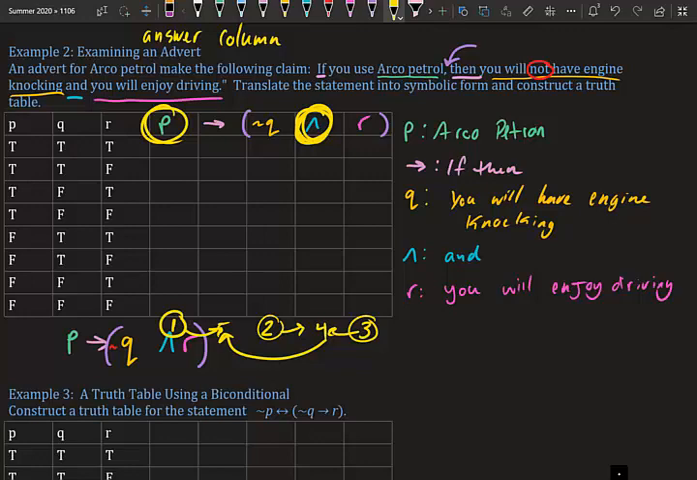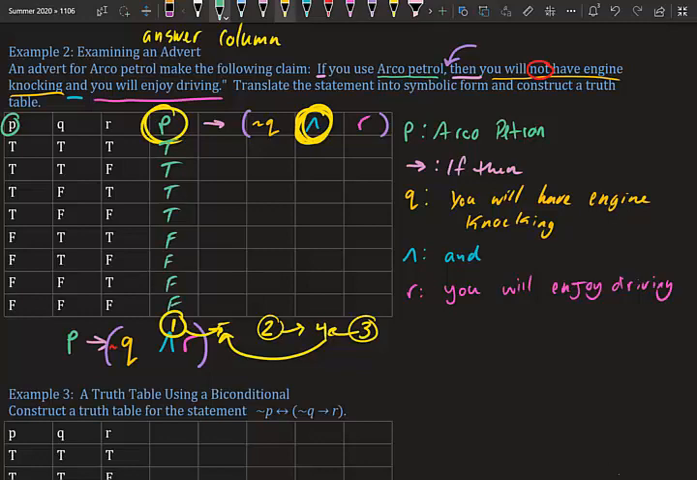Because all of the left side is P. And then together, all of the right side is the connective of and. Let's fill out our truth table. So P is just whatever P is. So true, true, true, true, false, false, false, false.